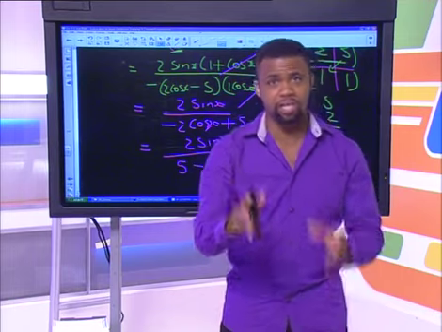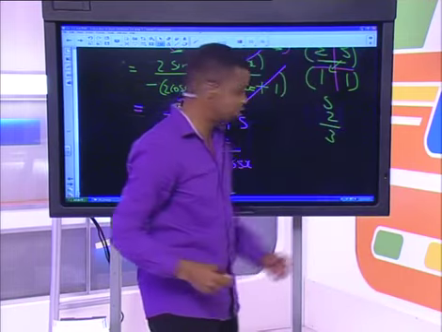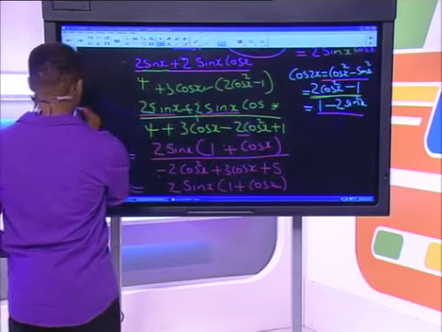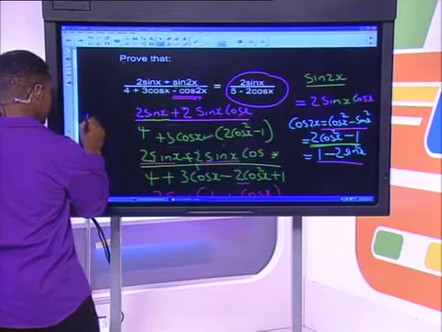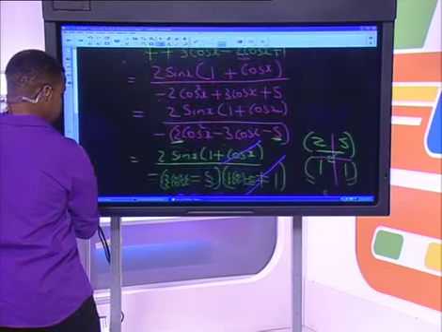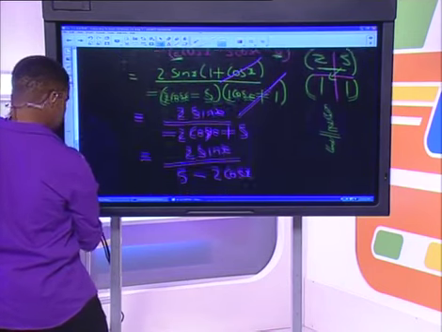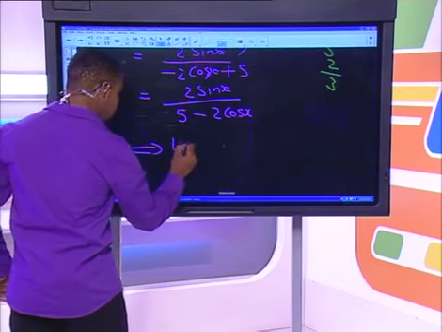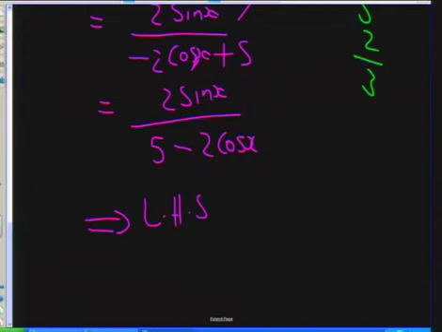Therefore, the left hand side equals the right hand side. You have proved your identity. In this case, I've taken my left hand side, and I've proved that it equals the right hand side. Therefore, you must conclude: therefore, left hand side is equal to the right hand side.